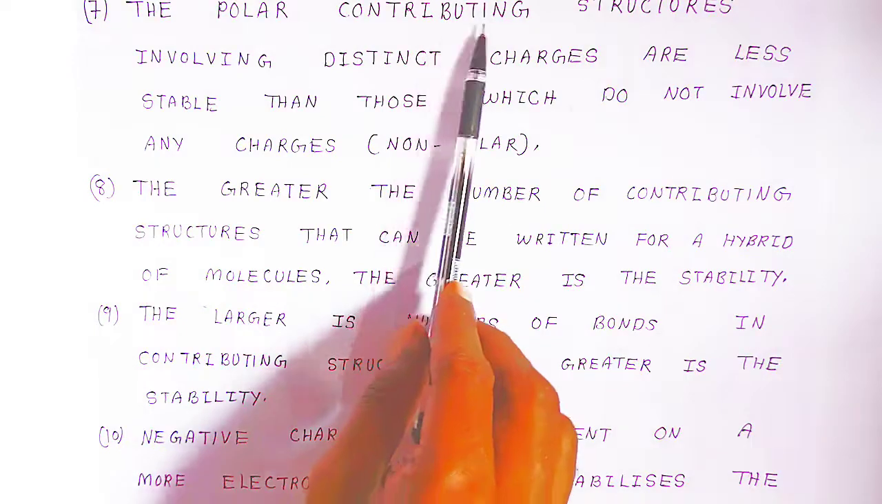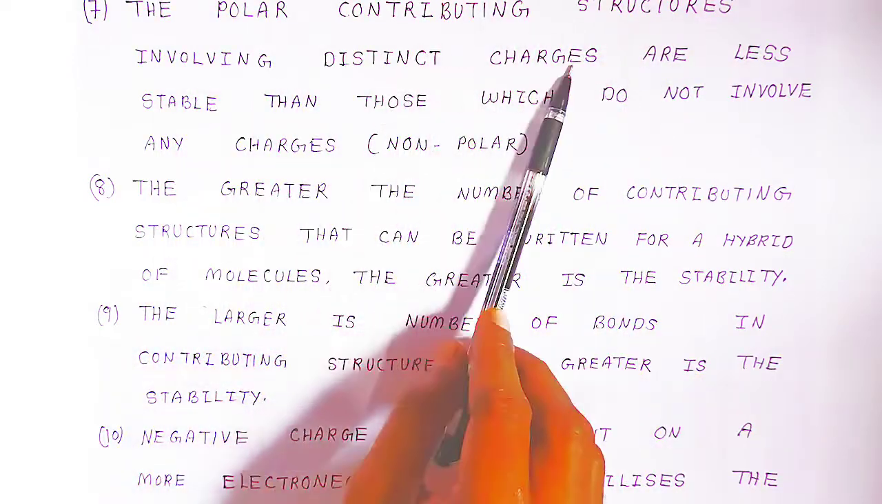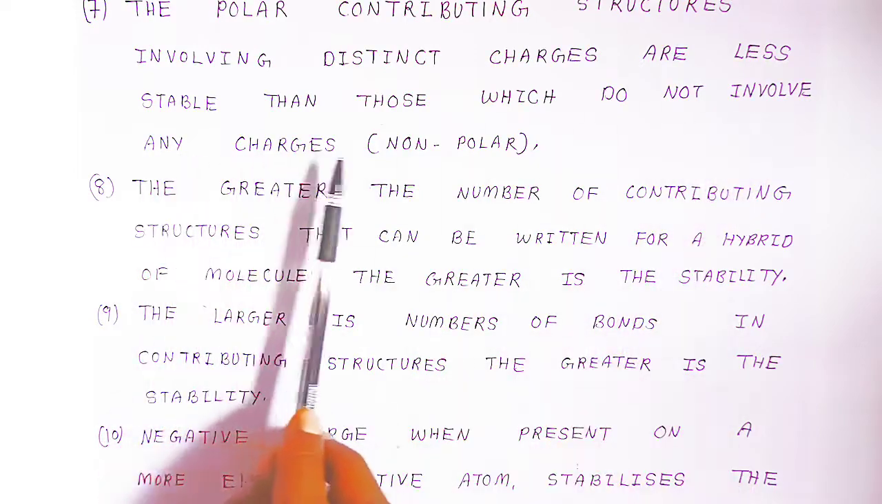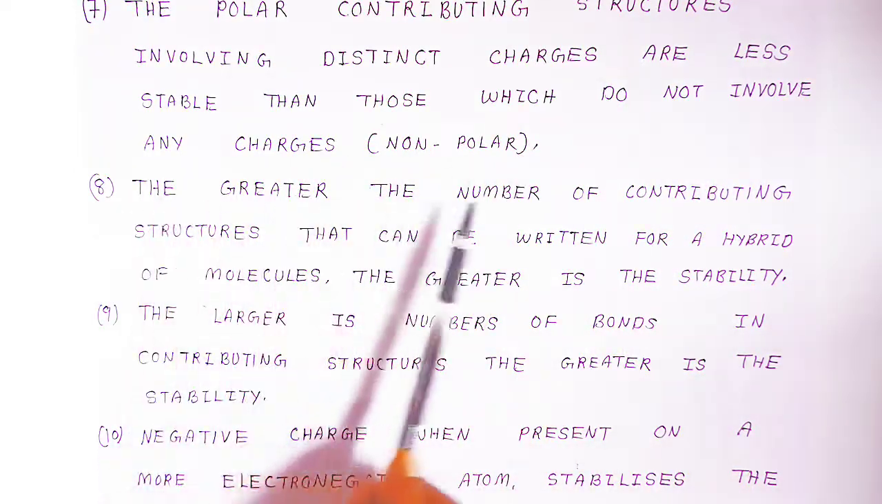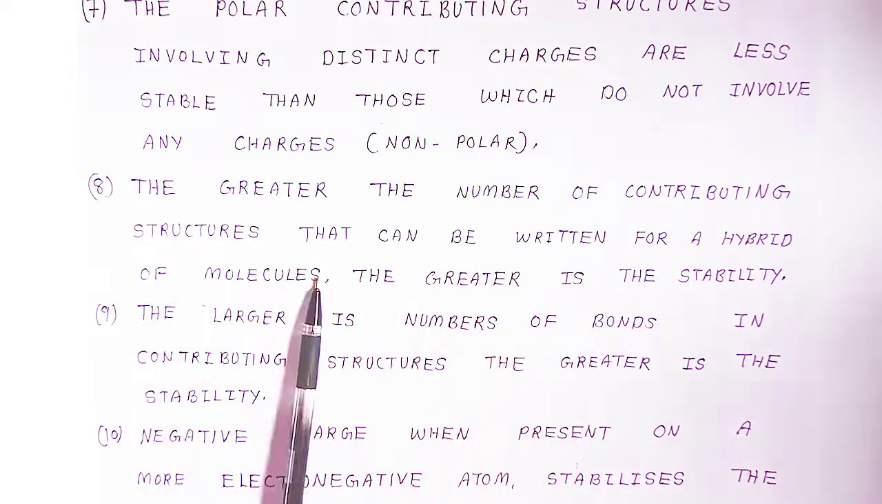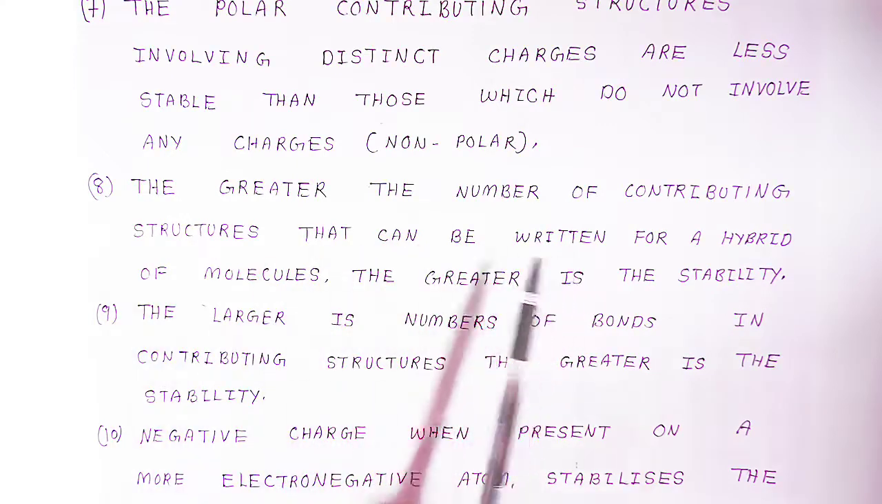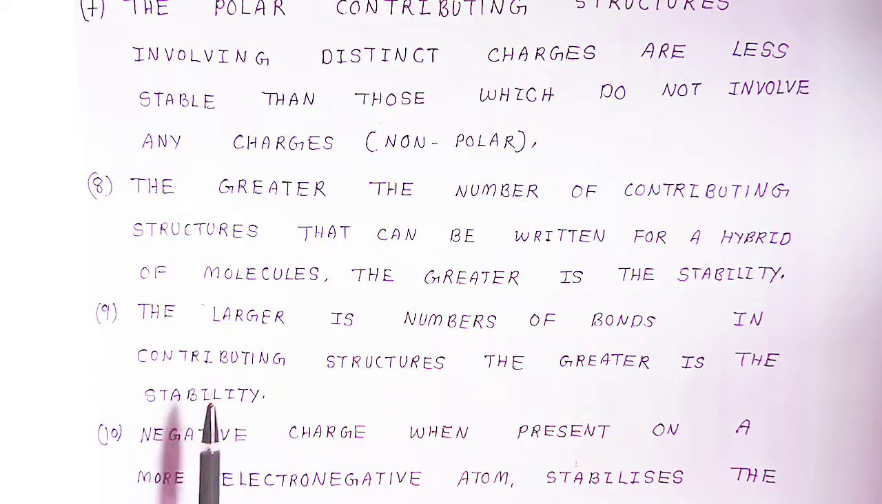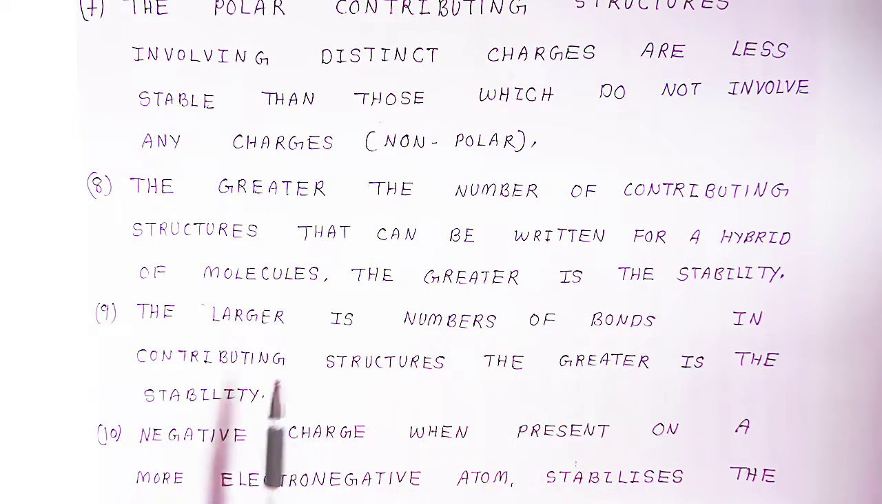The polar contributing structures involving distinct charges are less stable than those which do not involve any charges, that is non-polar, students. The greater the number of contributing structures that can be written for a hybrid or molecule, the greater is the stability. Greater contributing structures means greater resonance, and greater will be the stability of the molecule. The larger the number of bonds in the contributing structure, the greater is the stability. So the molecule will be more stable.